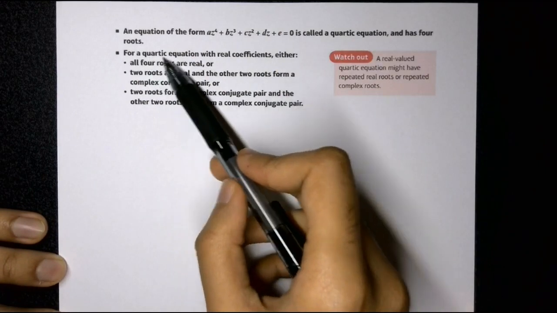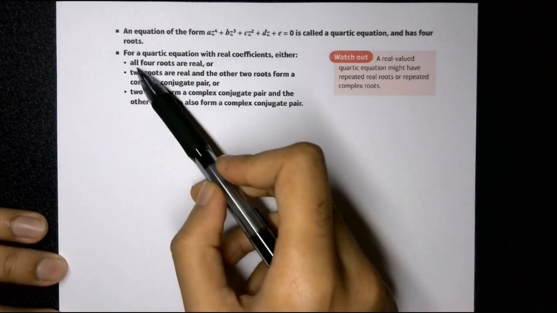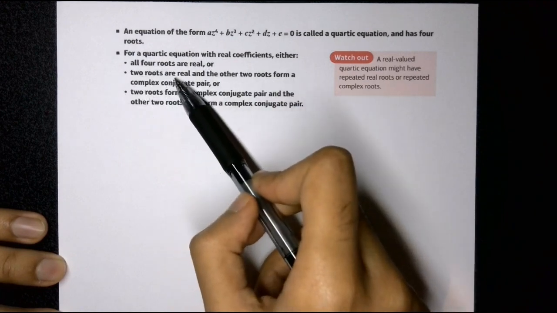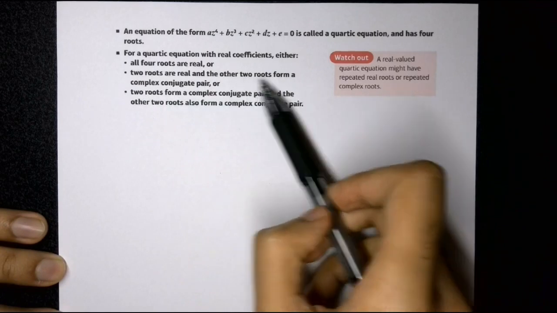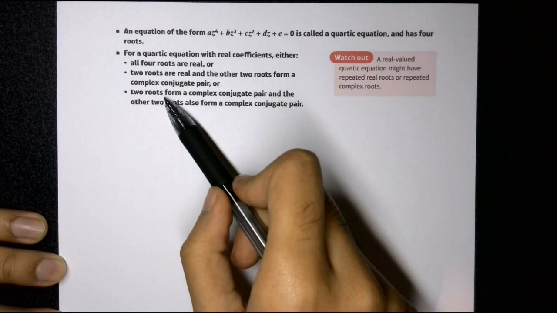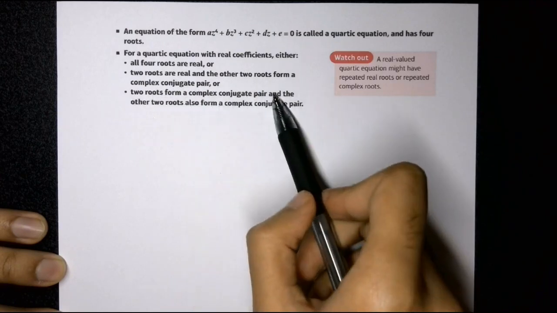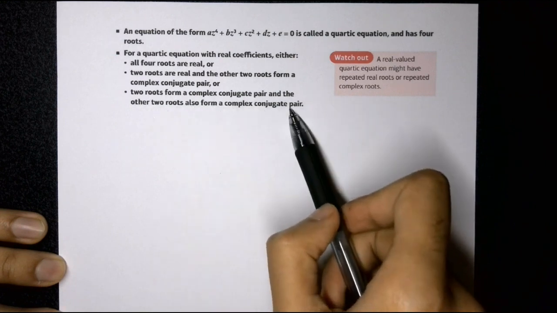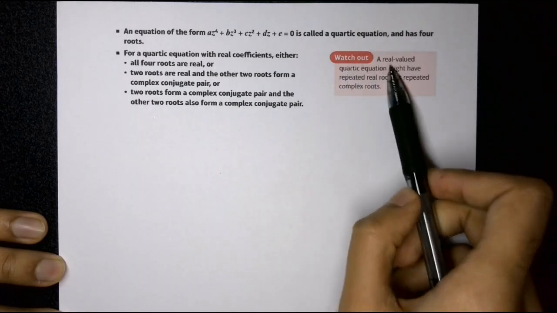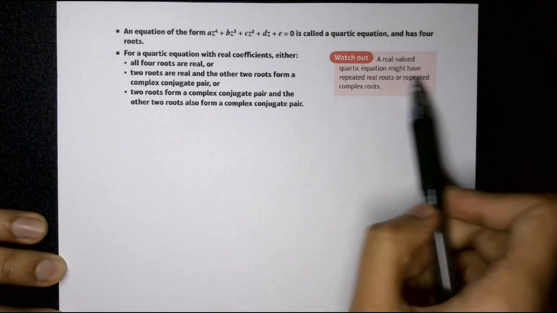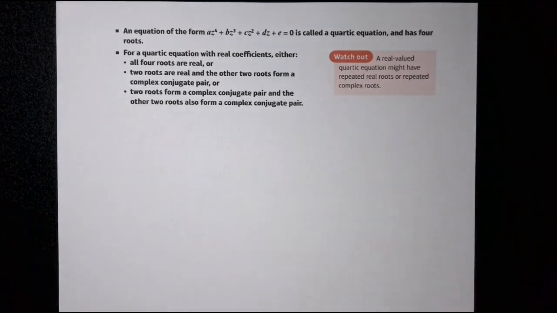Now, for a quartic equation with real coefficients, either all 4 roots are real, or 2 roots are real and the other 2 roots form a complex conjugate pair, or 2 roots form a complex conjugate pair and the other 2 roots also form a complex conjugate pair. And we need to be a bit careful. A real valued quartic equation might have repeated real roots or repeated complex roots. So let's take a look at a couple of examples to illustrate this.